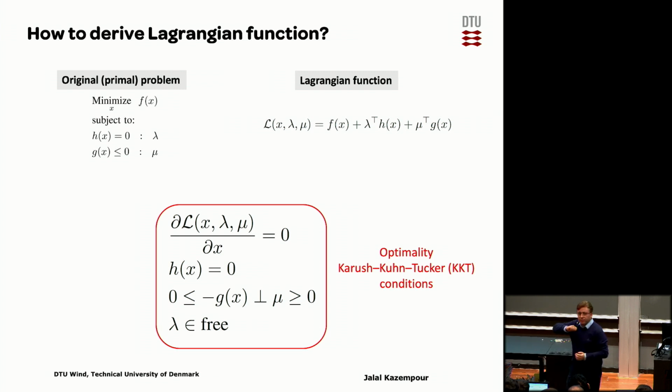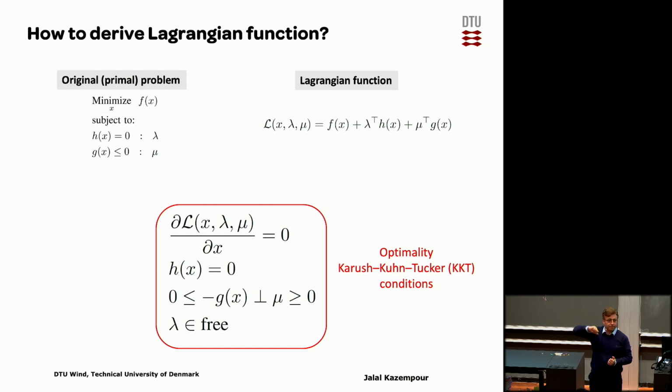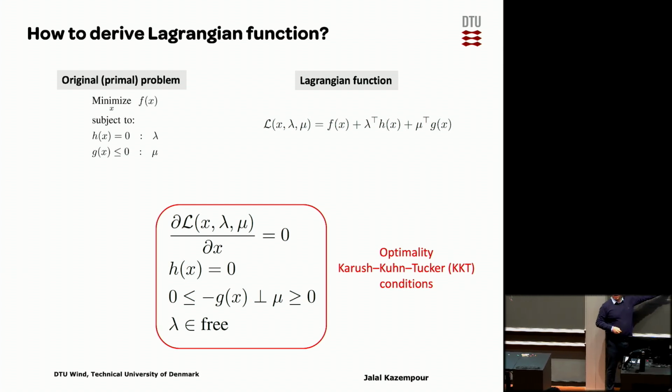What is the second one? It's the original equality. Let me skip the third one. What is the last one? We already said that lambda is free.